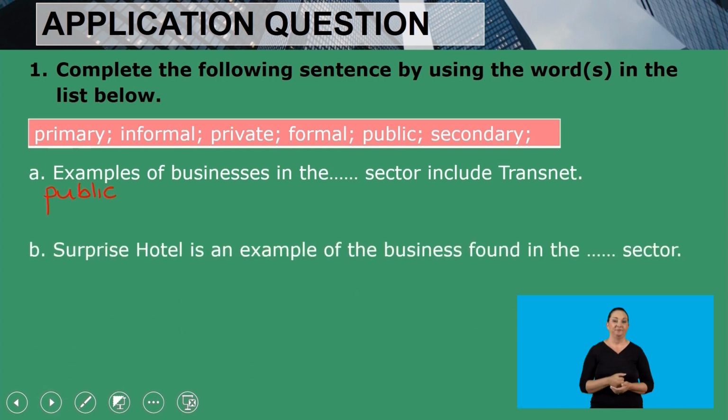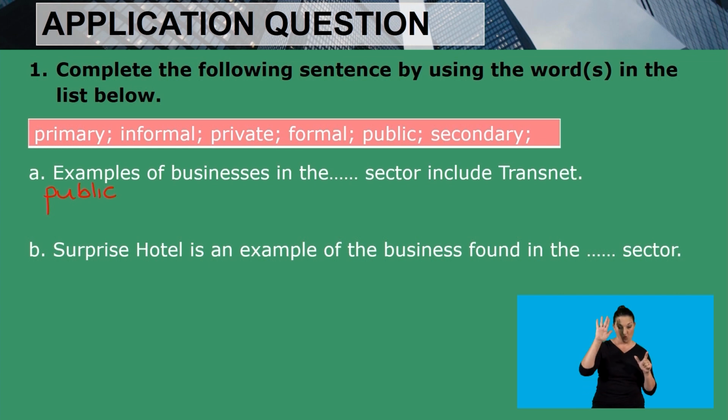Number B says, Surprise Hotel is an example of a business found in the sector. So which one is this one? Surprise Hotel. So here's a hotel. It belongs to Surprise. So it's found in the formal sector. So the correct answer here would be formal.